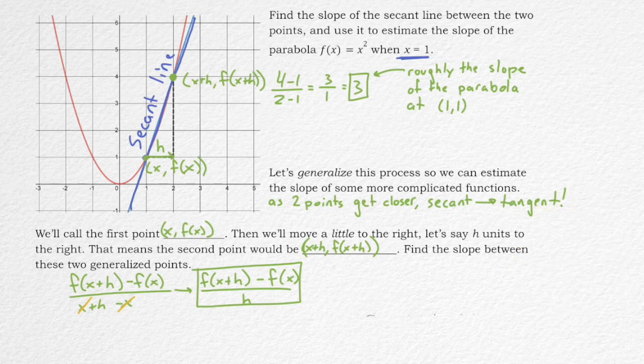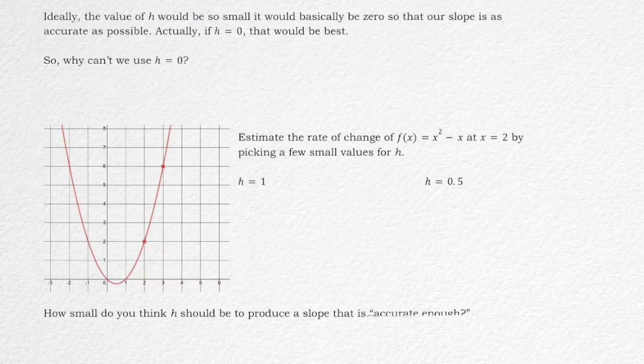Now there are a few things we have to be careful of. H, for instance, cannot be equal to 0 because we're dividing by h. And that's really unfortunate because remember originally I wanted to take this point and move it closer to the first point, which means I wanted h to get really close to 0. So even though h can't be 0 exactly, we're going to be looking at the value of the difference quotient as h gets really close to 0.